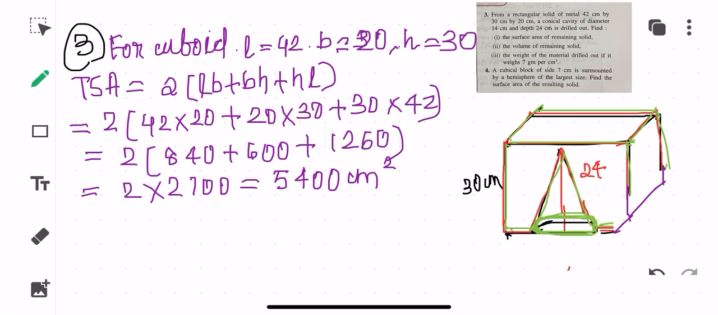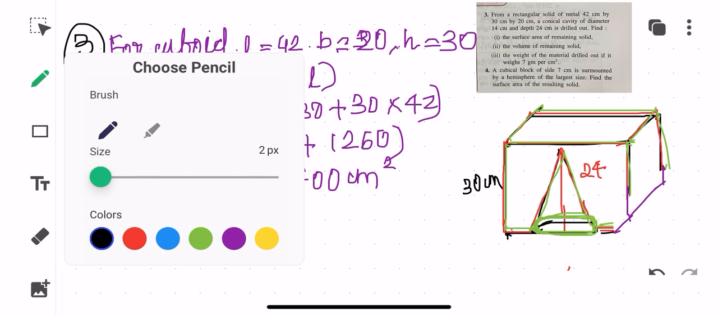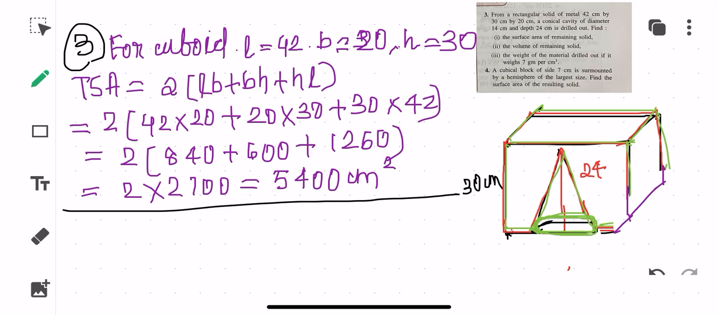Now you have to find out the curved surface area of the cone. For the cone, what will you be writing? For the cone, I have been given the radius, which is equal to how much? 14 is the diameter, so the radius is equal to 7. Then I have been given the depth, that is the height, which is equal to 24 centimeter.